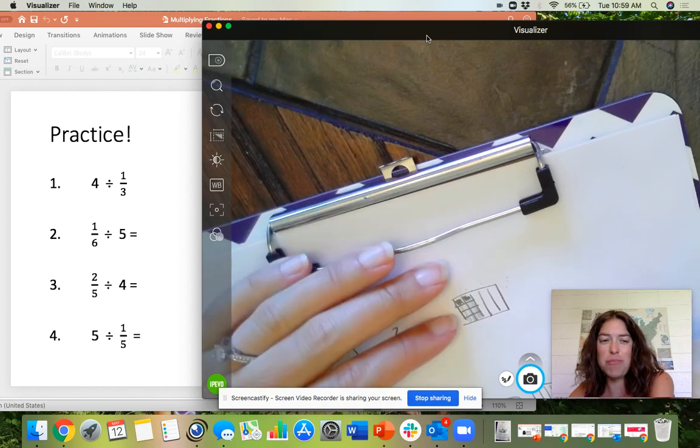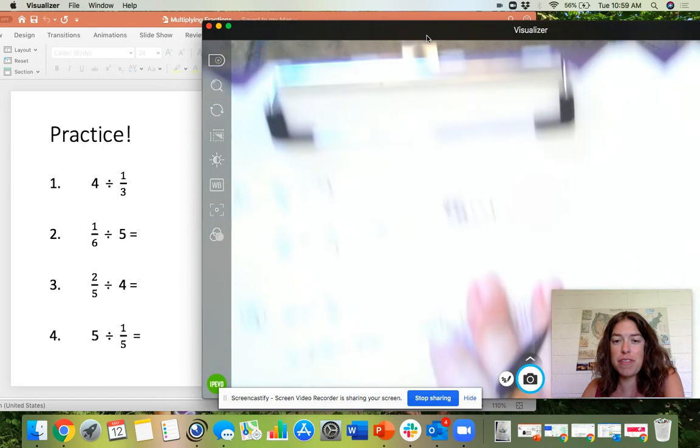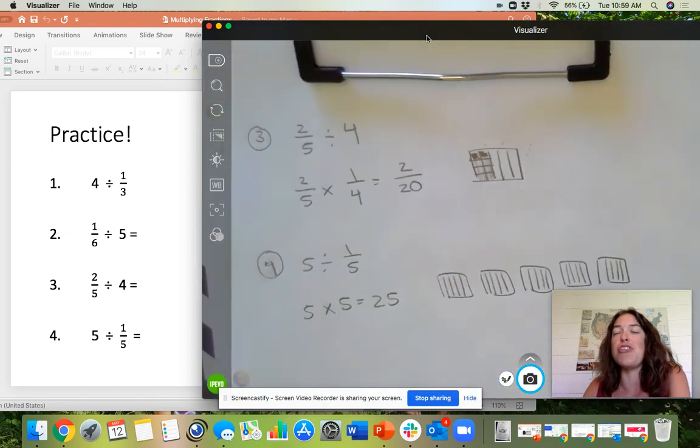Let's check in. I drew a model just to prove it. I bet you didn't even need to draw a model. All right, for our first question, 2/5 divided by 4. I know that nobody got tricked.